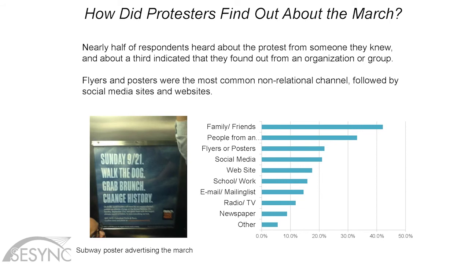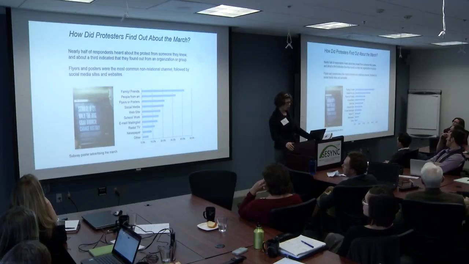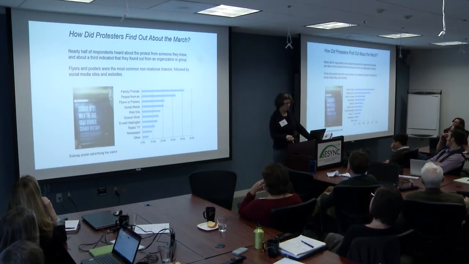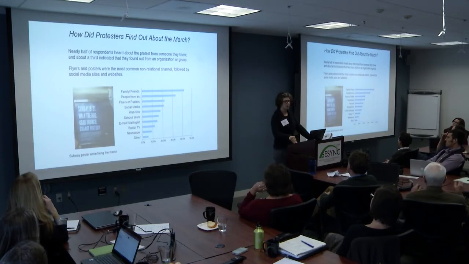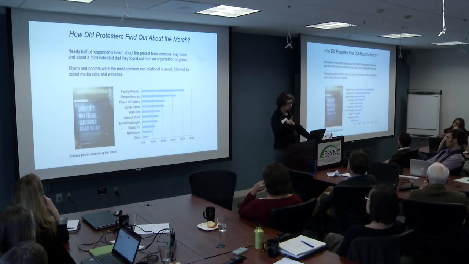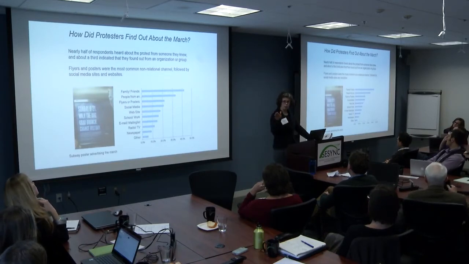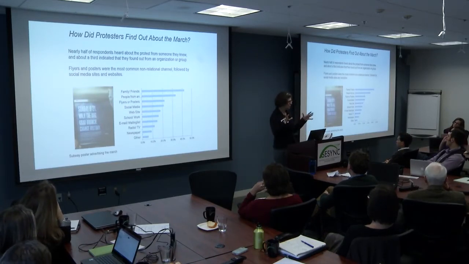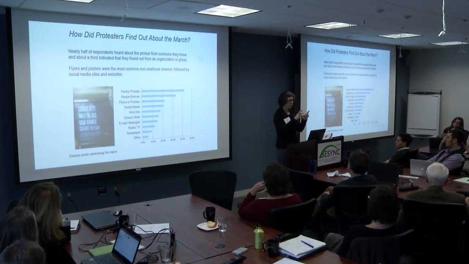You see the poster here, which I wish were a little clearer: Sunday, 9/21, walk the dog, grab brunch, change history. They did a really good job of putting posters out, at bus stops, on trains, and they were all over. One thing we consistently find is that these large-scale protest events tend to have people finding out through social networks, but also through things like flyers or posters. You really have to get a big local population interested in coming out if you want a big turnout.